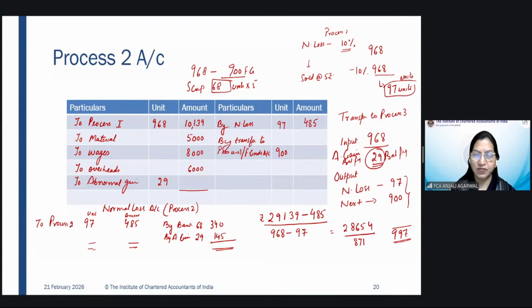So your total cost, which is to be borne by good units, is 28,654. And good units were supposed to be 871. So divide by 871. The rate is established at 32.8978. I'll multiply the 900 with all the rounded figures, and it comes out to be 29,608.03. So I'll keep it 608. And I'll keep it as approximate, rounding off to 32.90. Okay.